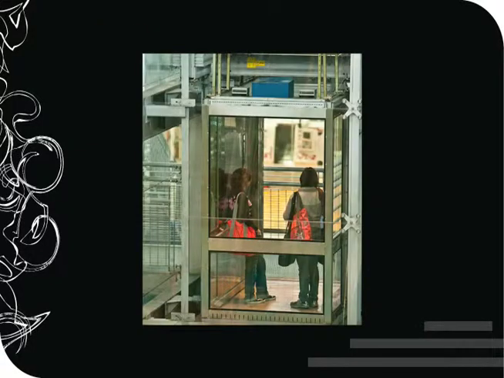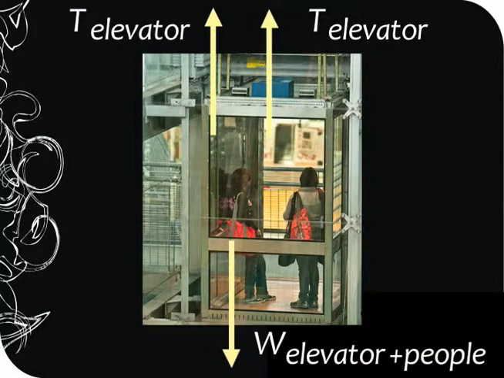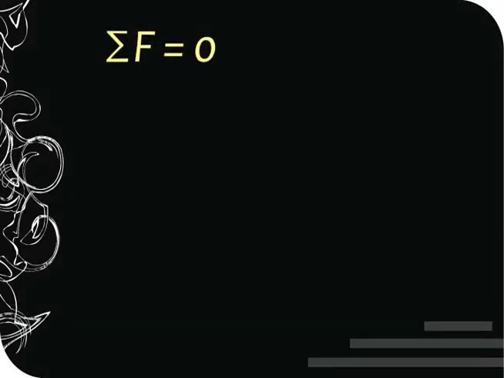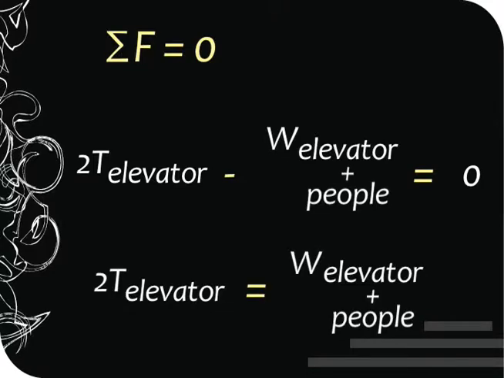Now let's look at the elevator box. The forces associated with this system are the weight of the elevator, the tension of the cables, and the weight of the people inside the elevator. Following the same logic as before, in this case, twice the tension will equal the weight of the elevator plus the weight of the people inside.